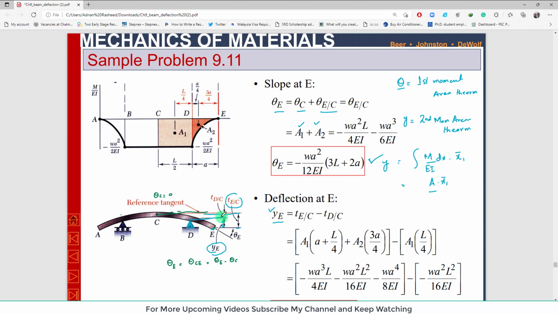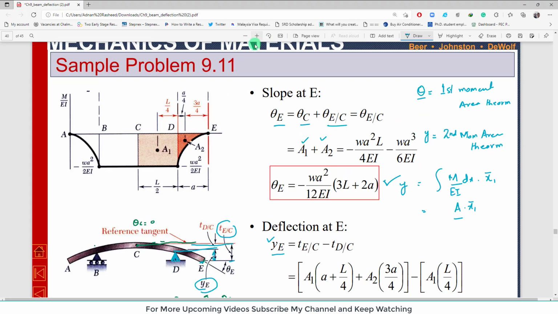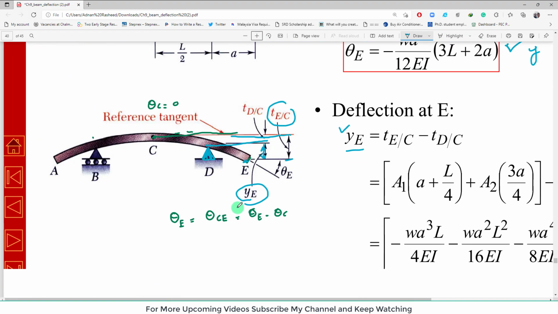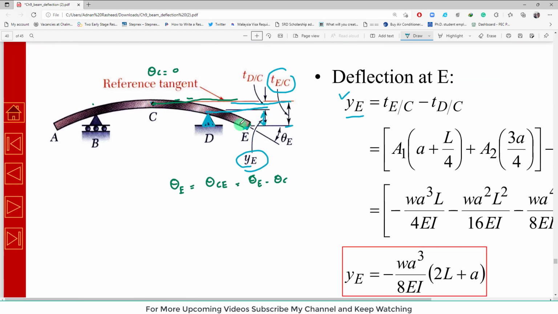TEC, and this deflection I will show you here, from C to E, this is the maximum deflection, clear? And from this support D to E, this deflection is YE. TDE means YE minus YD. Now YD is equal to 0, so YD is YE, the deflection at point E is equal to TDE.